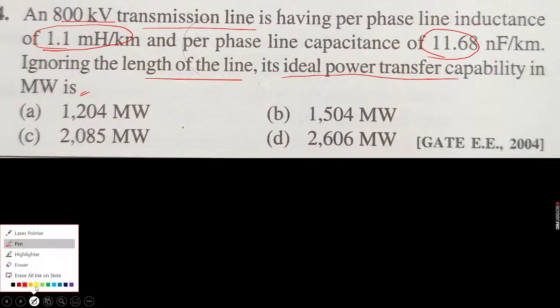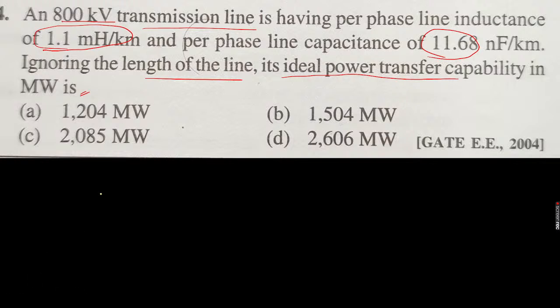Power transfer capacity of the transmission line. According to the given data, first of all, what is the formula? That is surge impedance loading. What is the maximum loading capacity of the transmission line? The maximum surge impedance loading capacity can be calculated with the help of V square by Z, that is the characteristic impedance or surge impedance offered by the transmission line.